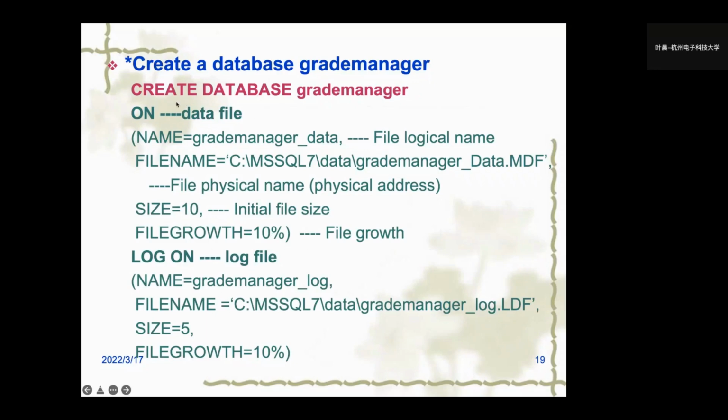You can see that if you use this method on the data file, we have this information, and they will create a data file called grid manager data, and here is the file name, the file size and the file growth. And there is also something that happens with the log file, and also the same. The log file is created as the grid manager log, and it has the file name, the file growth and the file size.